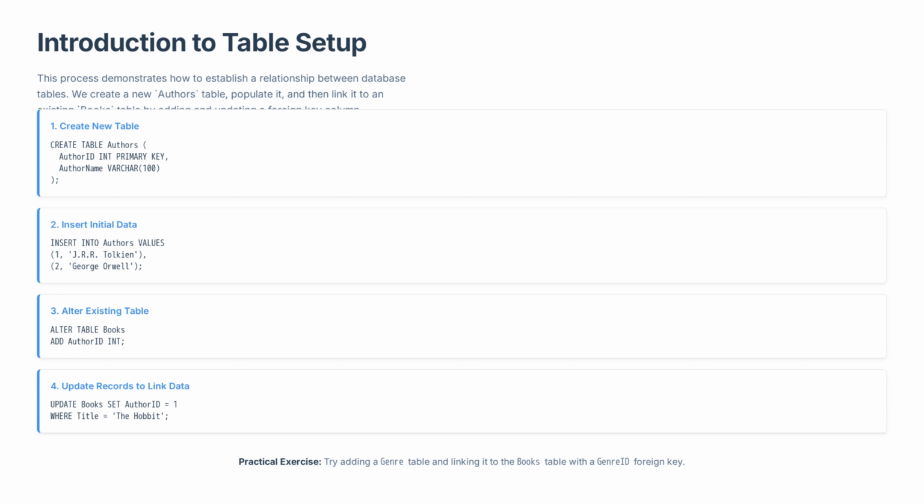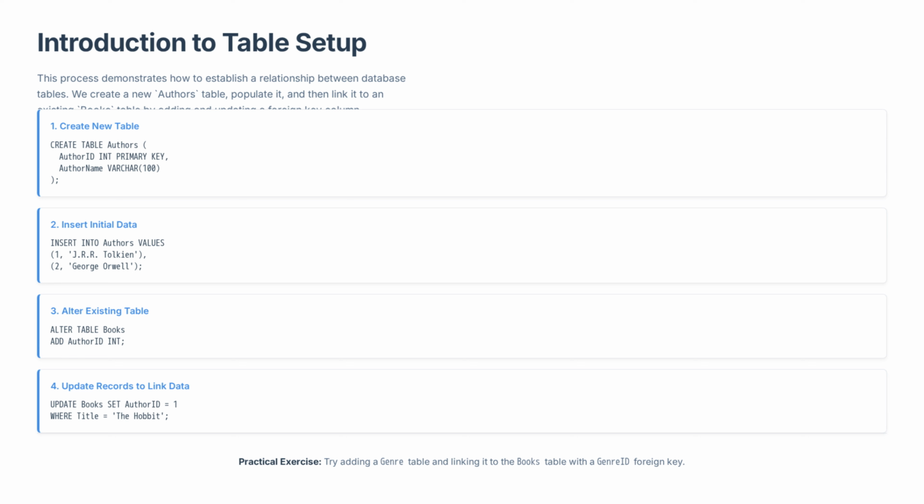Okay, first, let's create our authors table. CREATE TABLE authors, author_id INT PRIMARY KEY, author_name VARCHAR(100). Simple enough. Now, let's insert a few authors. INSERT INTO authors VALUES 1, J.R.R. Tolkien, 2, George Orwell.